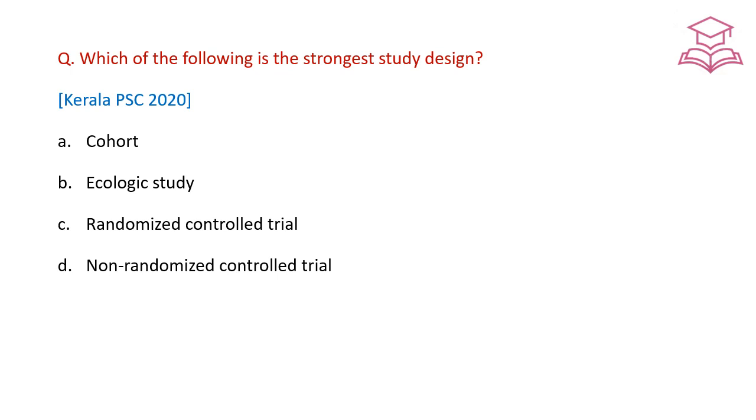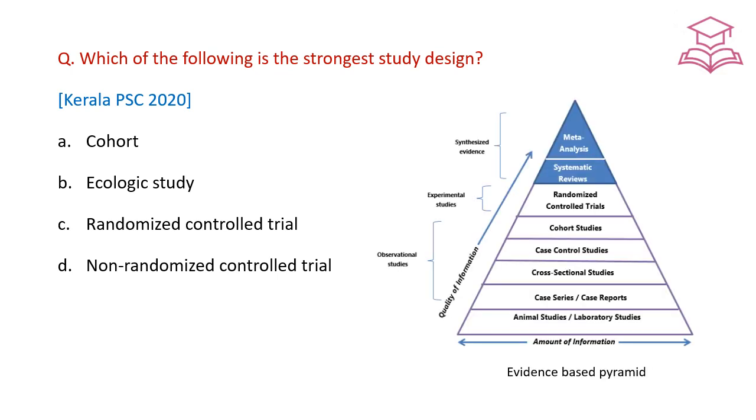Which of the following is the strongest study design? We have an evidence-based pyramid. The below part is animal studies or laboratory studies, followed by case series, case reports, then cross-sectional studies, then case control studies, then cohort studies, then randomized control trial, then systematic reviews, and then meta-analysis. So the evidence from the studies or the quality of information increases as we move towards the upper part.